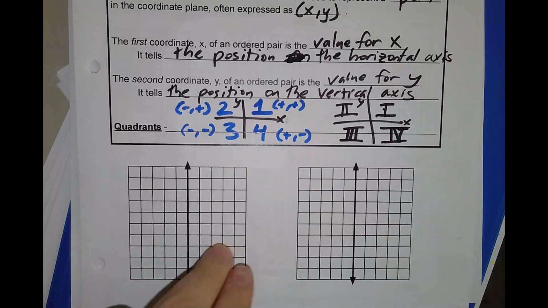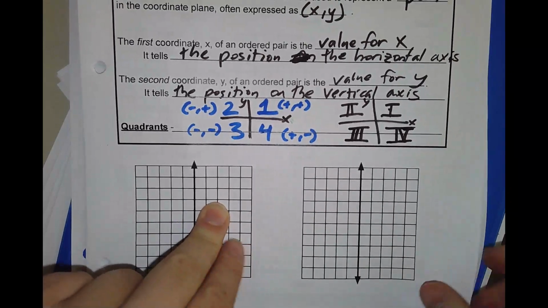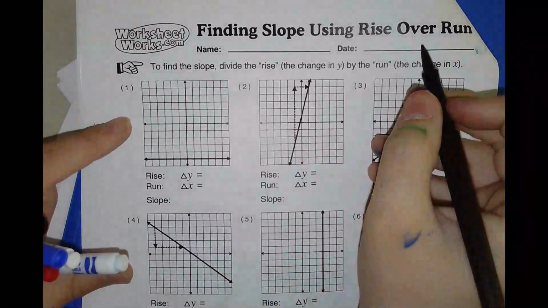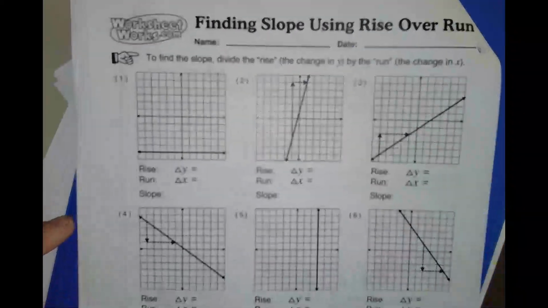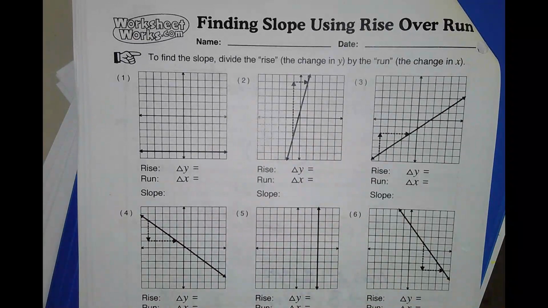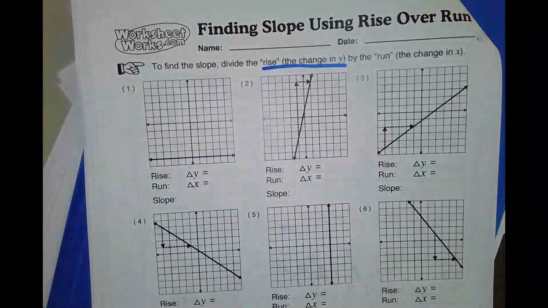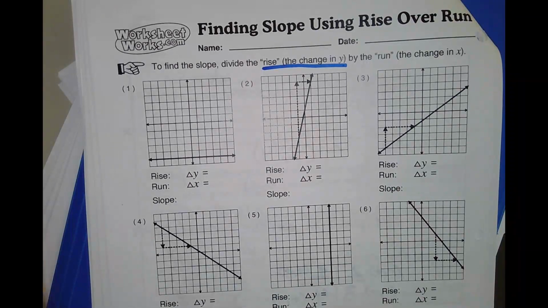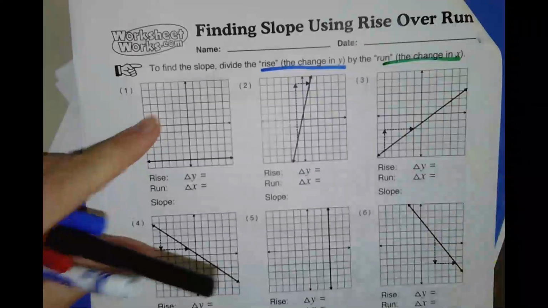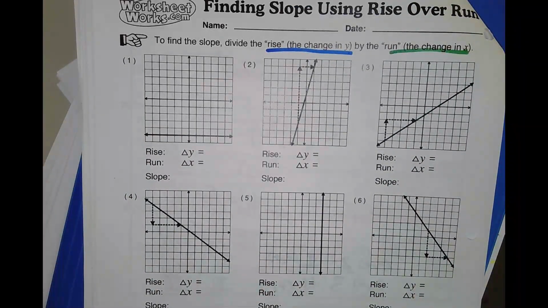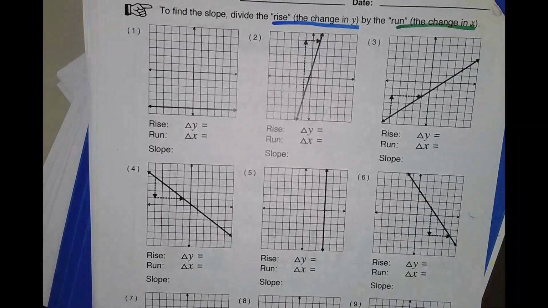So now, what I want you to do is take some time to flip it over and work on some slope. Find slope using rise over run. Remember, rise is known as the change in y, and run is known as the change in x. So we're going to do a couple of these together, and then I would like for you to do the remaining 6, and then we'll check our answers.